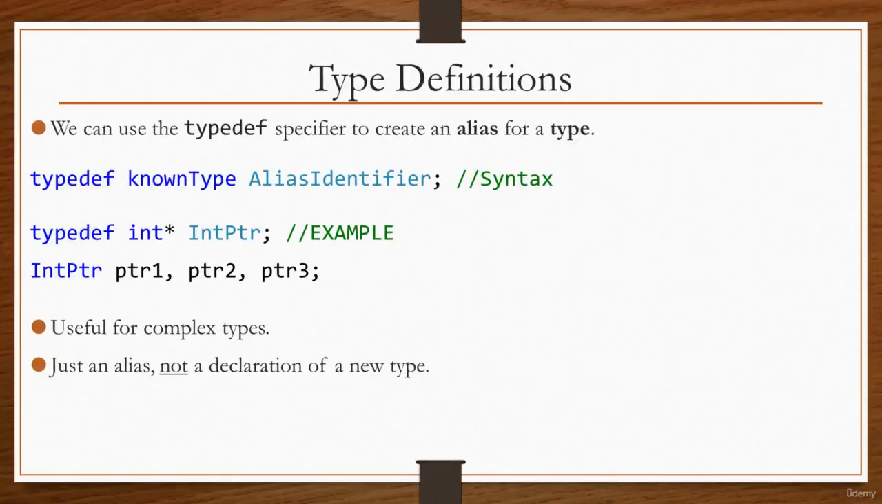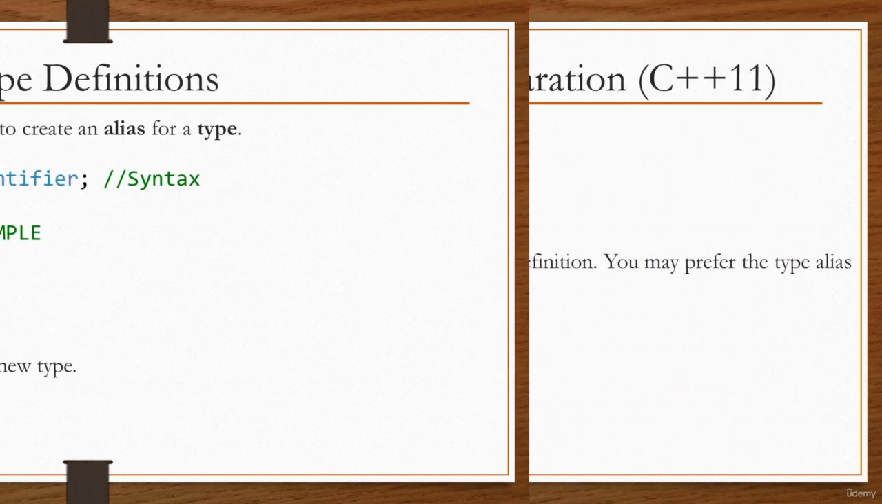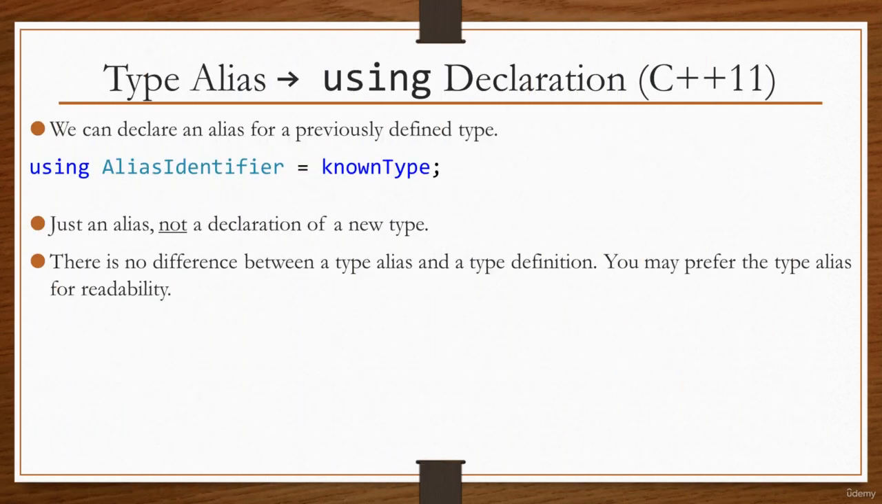In a previous lecture I discussed type definitions using the typedef specifier, and with that we can create an alias for a known type. I have an example of the syntax right here. This again is useful for complex types, and it's just an alias, not a declaration for a new type. Now we can also declare an alias for a previously defined type with the using declaration.